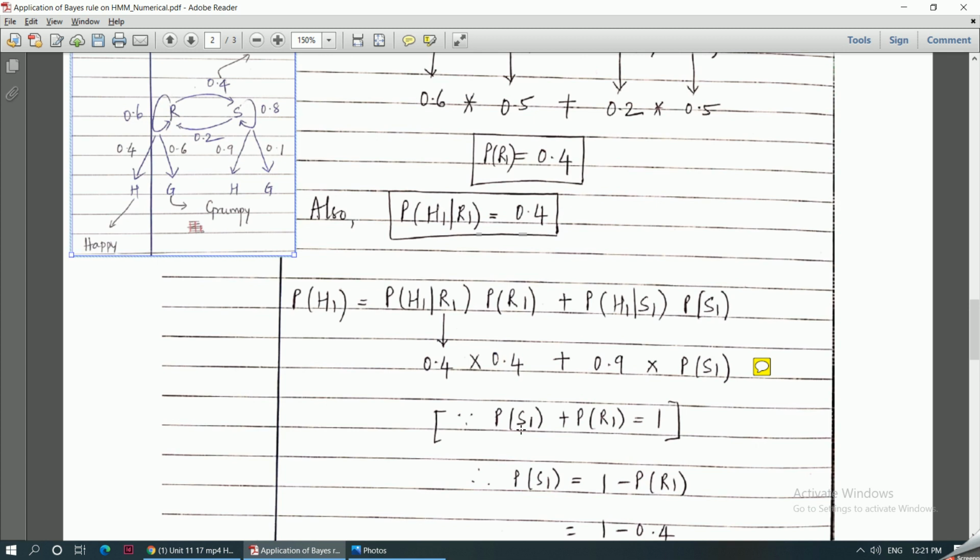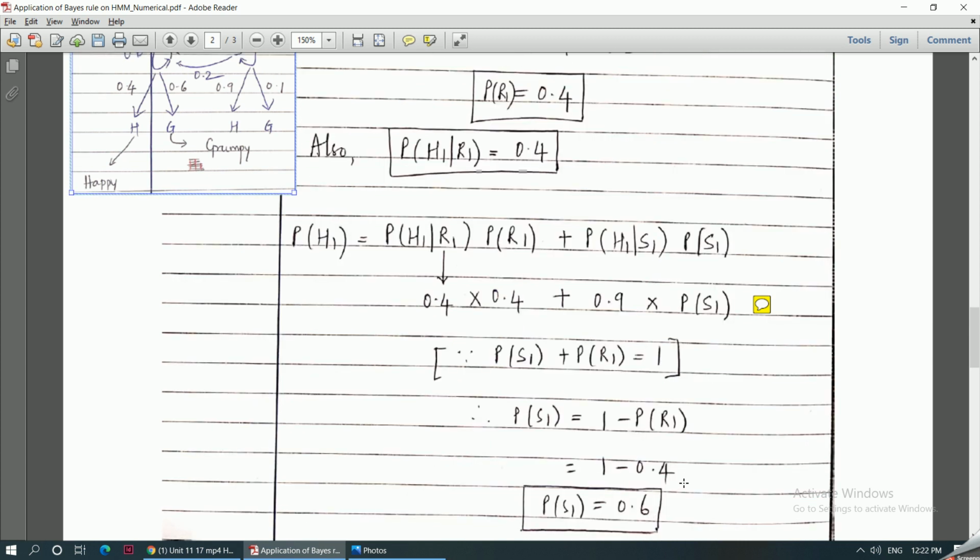Since we know that probability always lies between 0 and 1, here in this case, we know a person is going to be happy on day 1. So that is why probability of S1 plus probability of R1 is equal to 1. So probability of S1 is nothing but 1 minus probability of your R1. And R1 is already known, which is 0.4. So 1 minus 0.4 is 0.6. This is the first method.